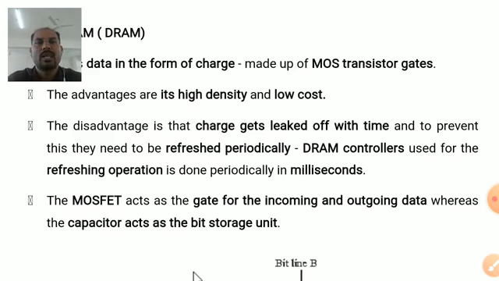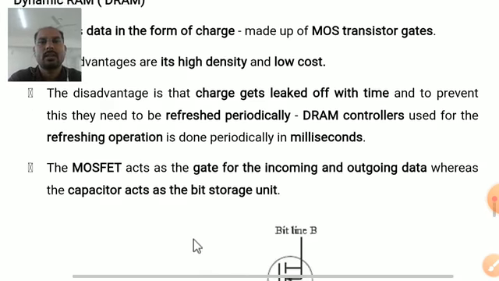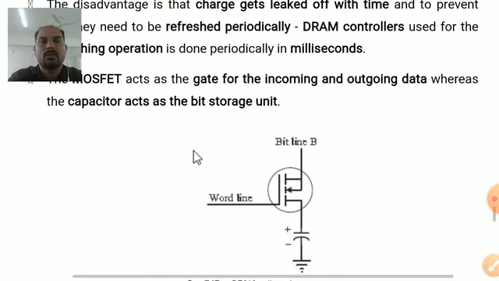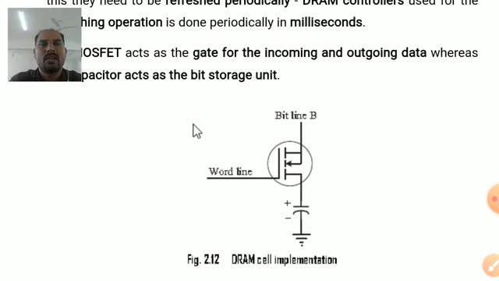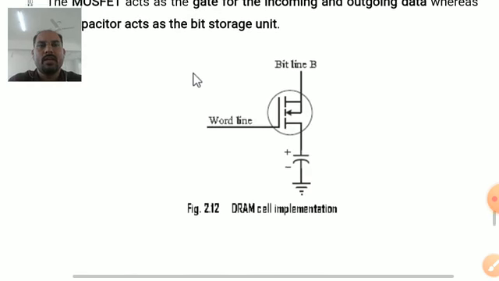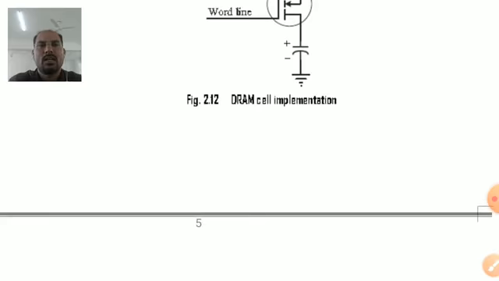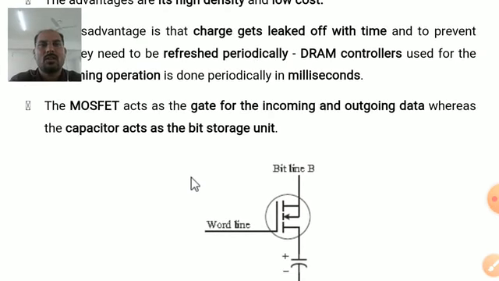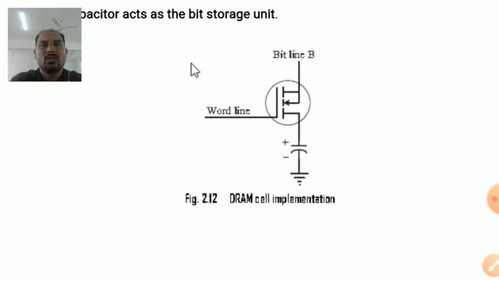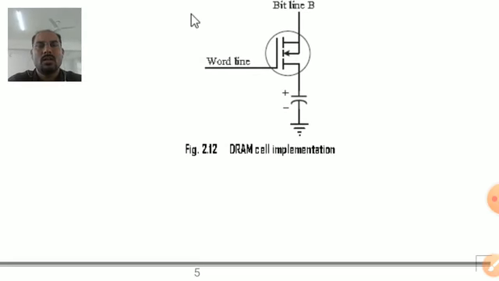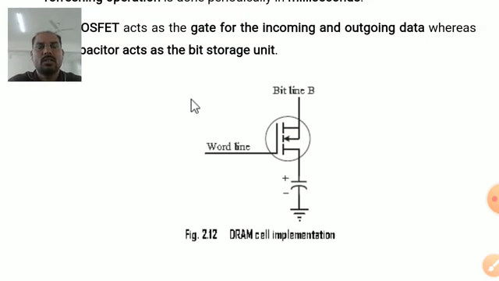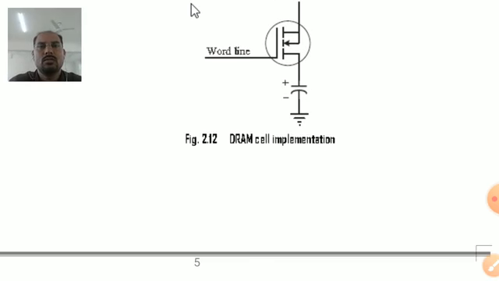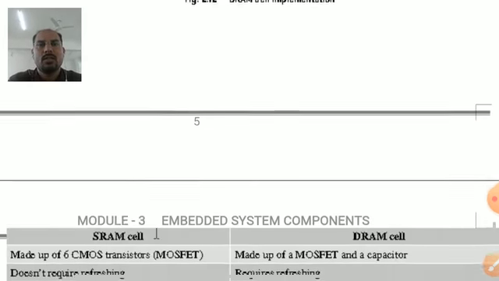The MOSFET acts as the gate for the incoming and outgoing data, whereas the capacitor acts as the bit storage, as shown in the figure. Here we have a MOSFET, we have a bit line B, and we have a capacitor, and that capacitor is used for charging and discharging purposes, to store the value, and discharging removes the values when it is not refreshed after some time.